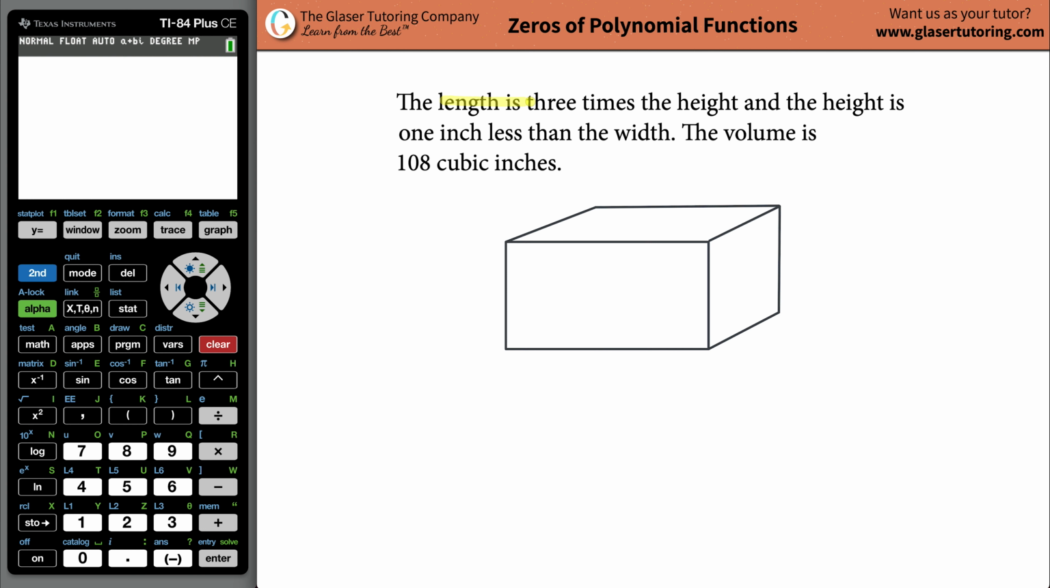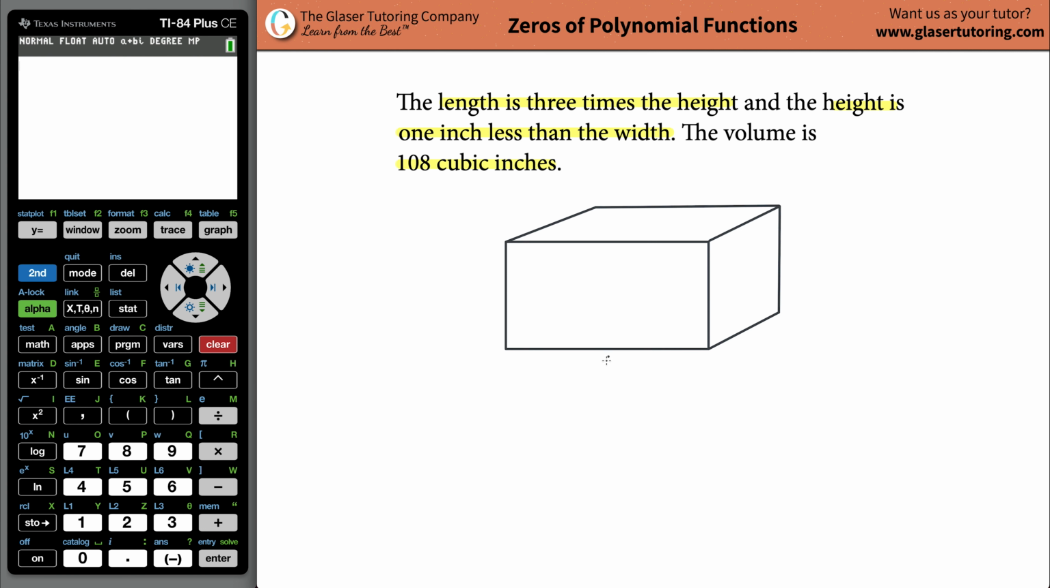It says the length is going to be 3 times the height of a box, and the height then is going to be 1 inch less than the width. And the volume of the box is going to be 108 cubic inches, and it wants us to find the length, the width, and the height. All right, so just take it sentence by sentence. It says that the length is going to be 3 times the height.